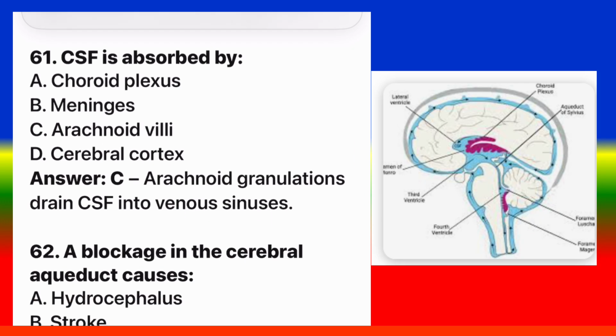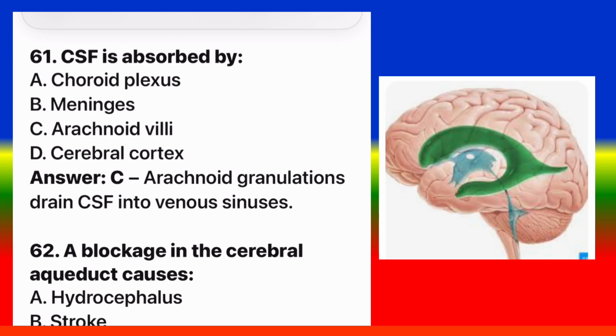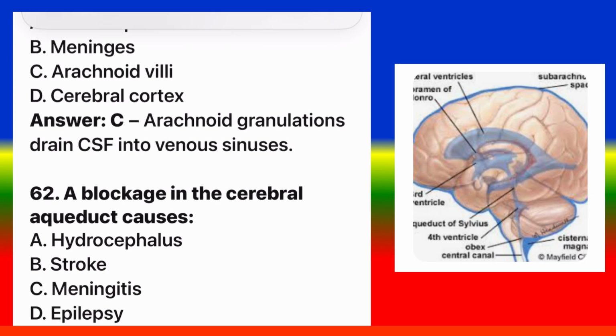61. CSF is absorbed by A. Choroid plexus, B. Meninges, C. Arachnoid villi, D. Cerebral cortex. Answer C. Arachnoid granulations drain CSF into venous sinuses.